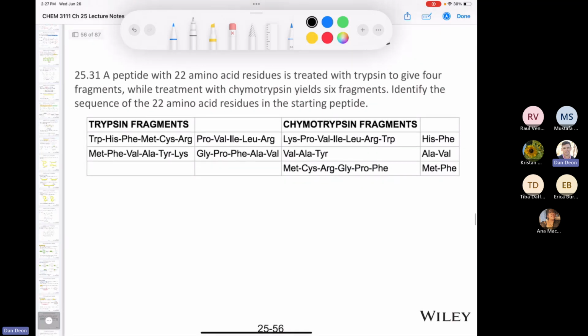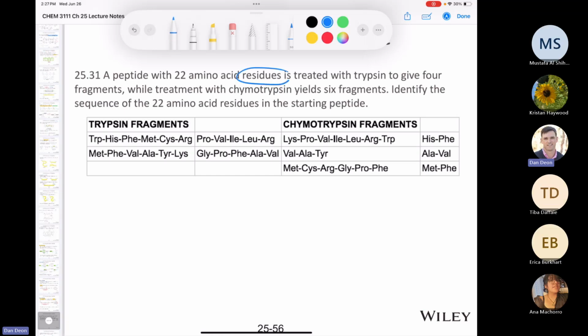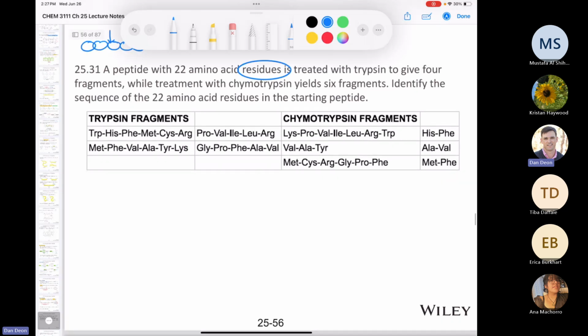So let's say you had a question like this one. This peptide has 22 amino acid residues in it. By the way, if you didn't understand the word residue, it just means when you have a bunch of amino acids linked together, an individual one we call a residue sometimes. So you've got 22 amino acid residues together. First, you treat it with trypsin. Then you treat it with chymotrypsin. And then you get different fragments.